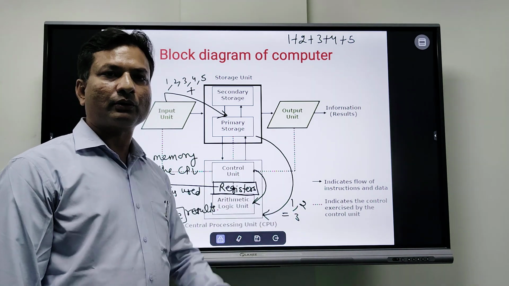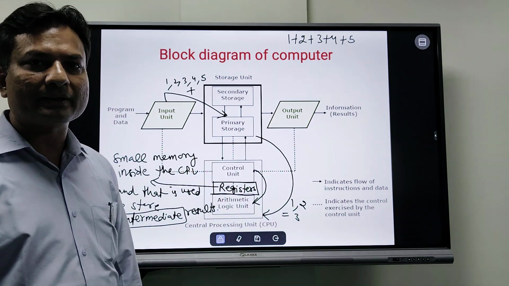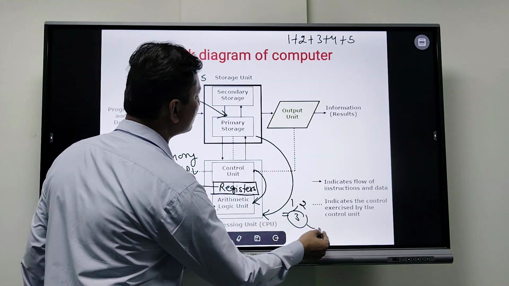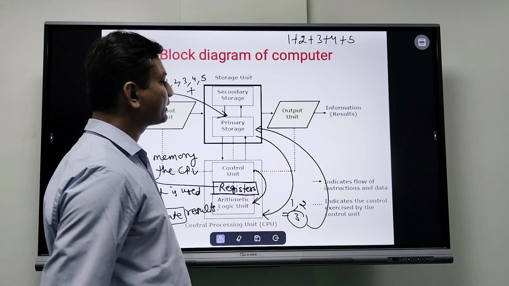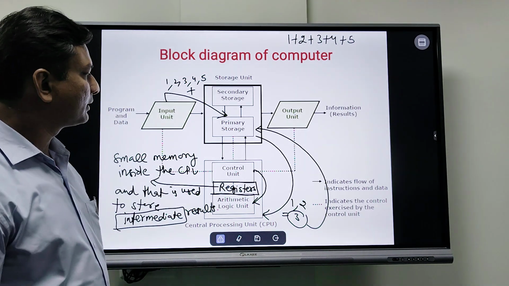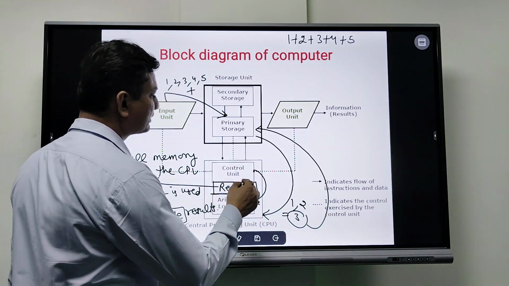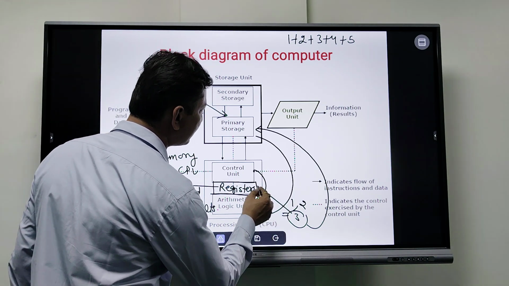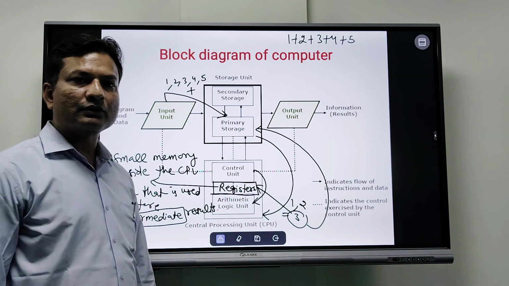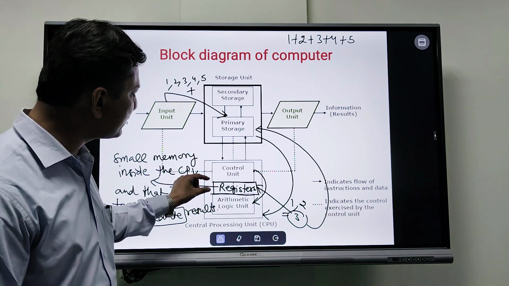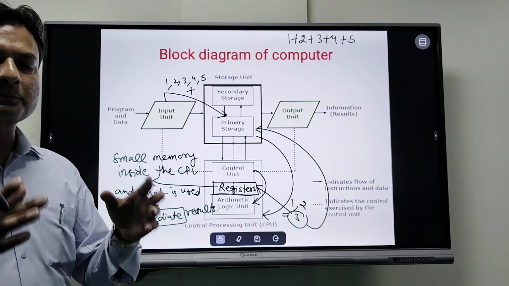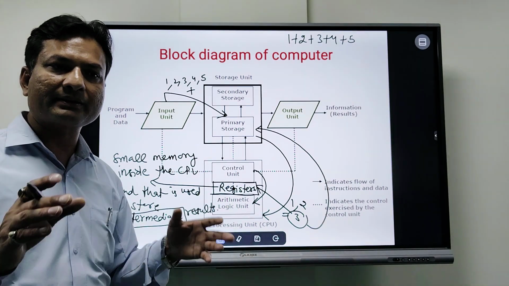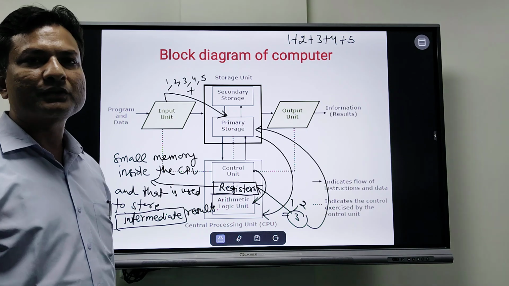Where will this 3 be stored if registers are not provided inside the CPU? Obviously, this value 3 will be stored back into the primary storage. But if registers are provided inside the CPU, computer can store that 3 inside the register. So by using that internal memory which is inside the CPU, the speed of computer can be increased. That's the purpose. Nowadays registers are provided inside the CPU.